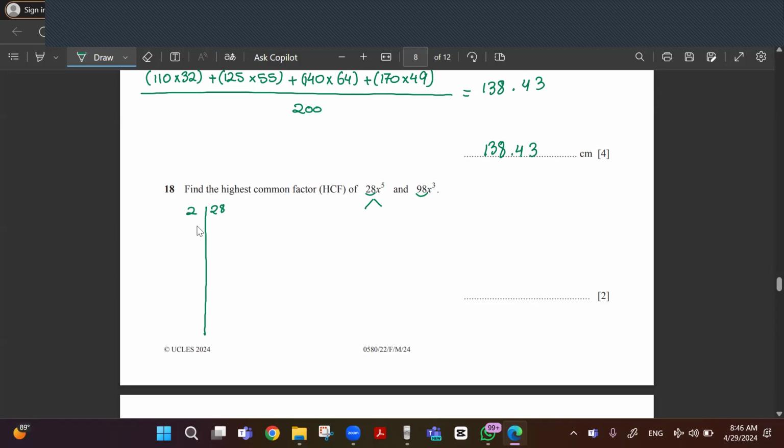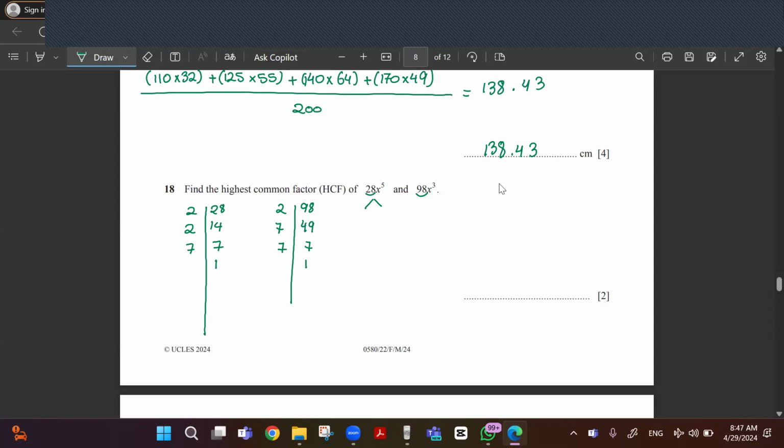So 28 divided by 2, 14. Divided by 2 again, 7. Now 7 cannot be divided by 2, cannot be divided by 5. It is divided by 7 equal 1. Till now, any problem? I will do the same for 98. 98 divided by what? Divided by 2 also equals 49. And 49 divided by 7 equals 7. Divided by 7 equals 1.